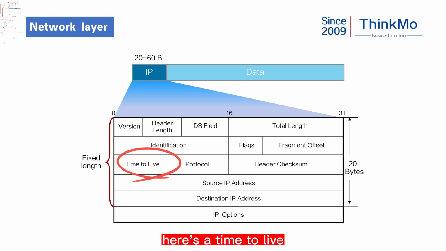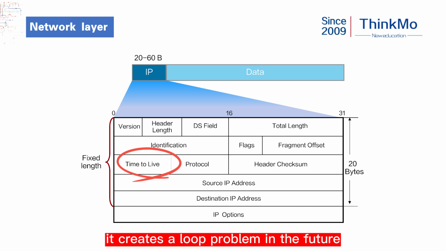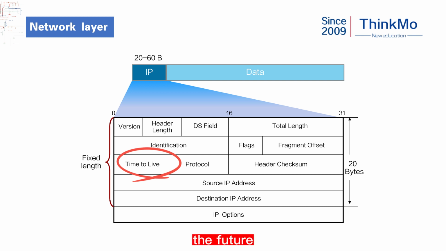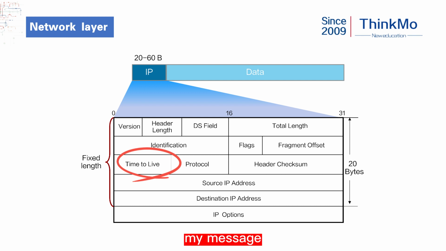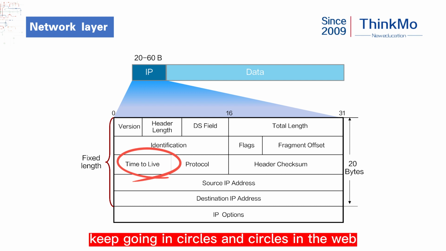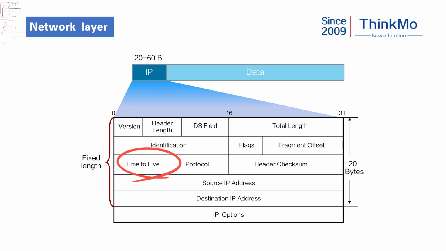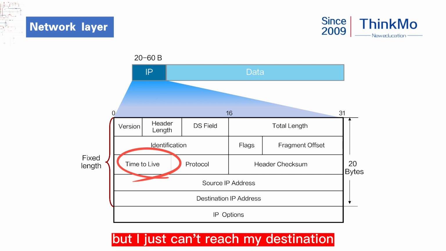Here's the time to live. What does this mean for our 3-tier? It creates a loop problem in the future. Have you heard of the ring road? In the future, what might happen to the data during my entire data transfer? My message keeps going in circles and circles in the network, but I just can't reach my destination.